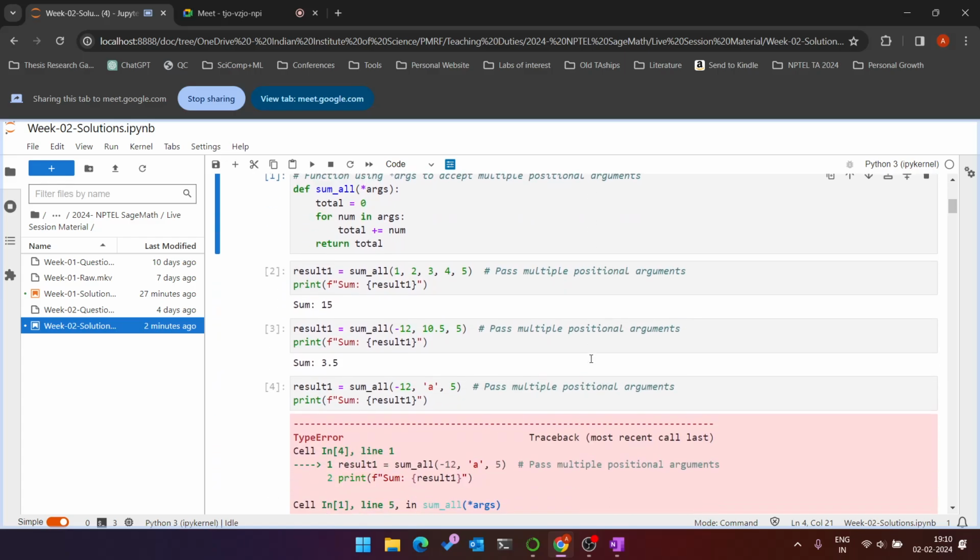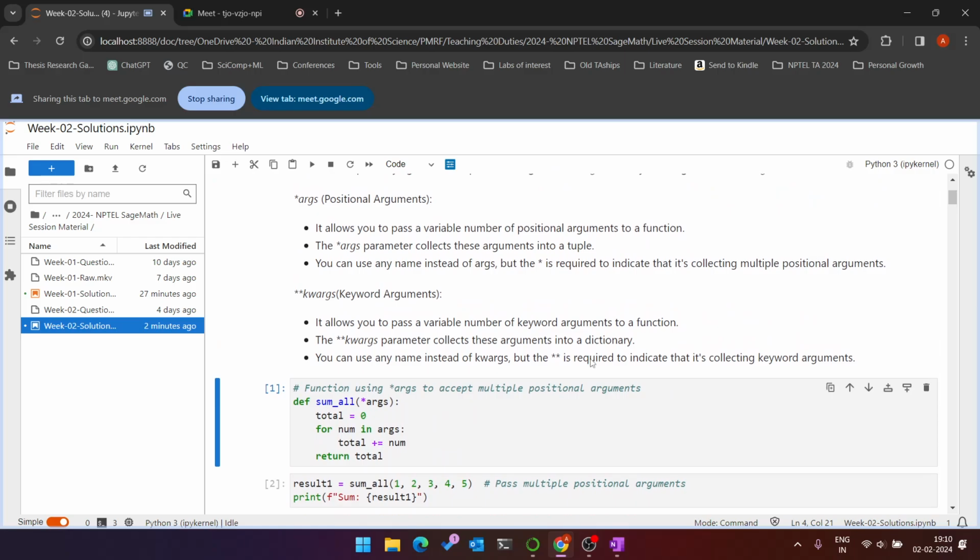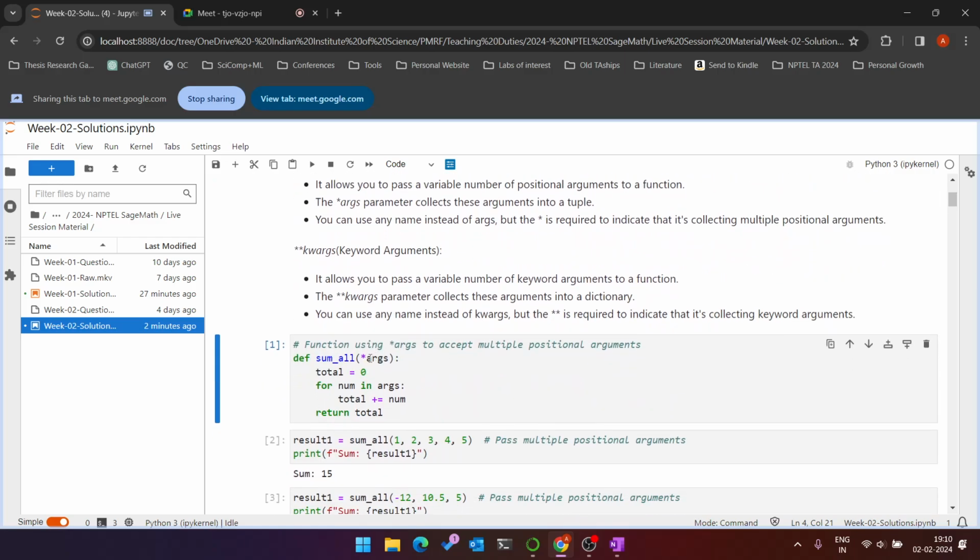And it's important to note that this args can be, say, I can rewrite, say, something like a.